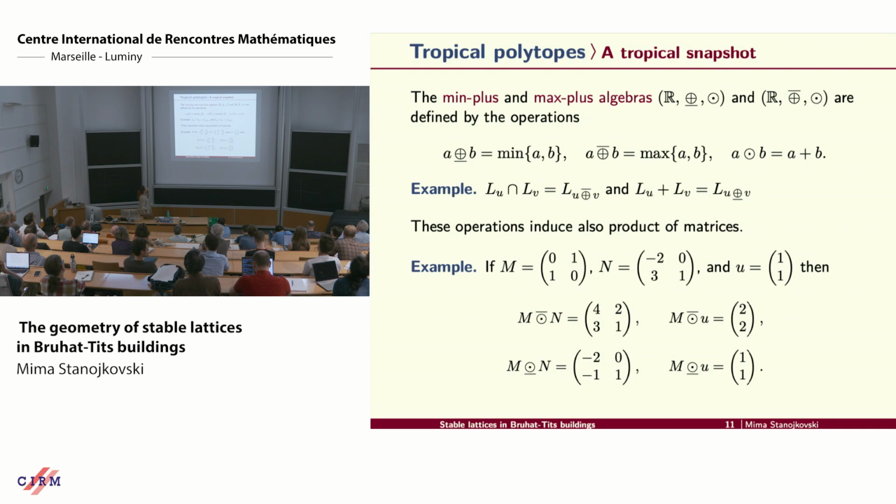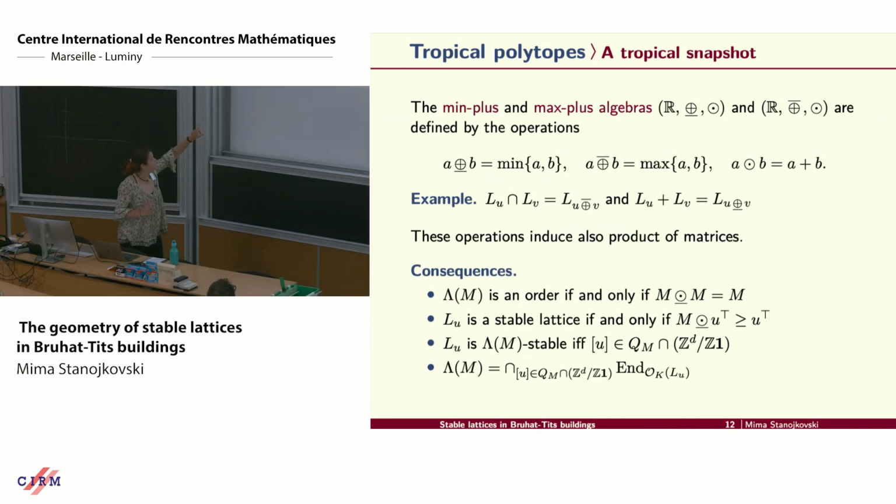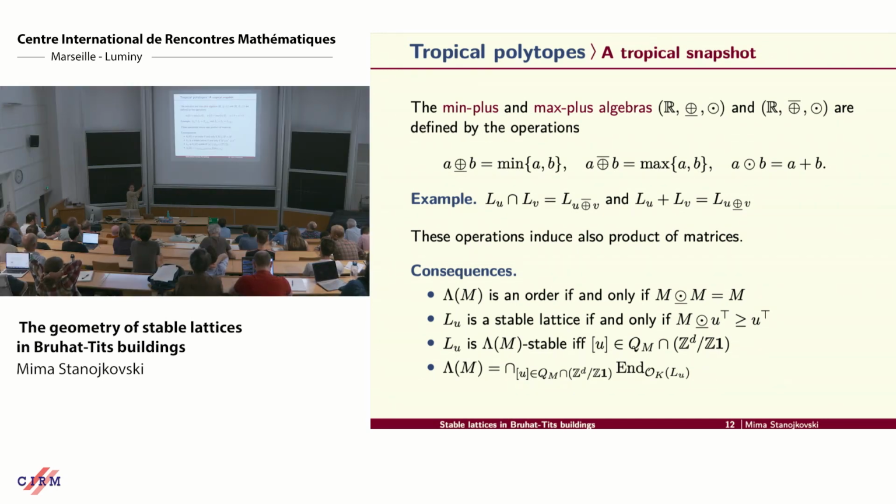So why do we need this? Well, now we really can compactly describe several of the properties that we saw before. We saw that lambda m is not always an order. Well, it will be precisely when the matrix M is min tropically idempotent. A lattice will be stable if and only if that inequality is satisfied. So you see, very compact now. We saw earlier that the stable lattices are parametrized by the integral points of the associated polytrope. And it is also true that lambda m is the intersection of all the endomorphism rings of the stable lattices. So it is closed.